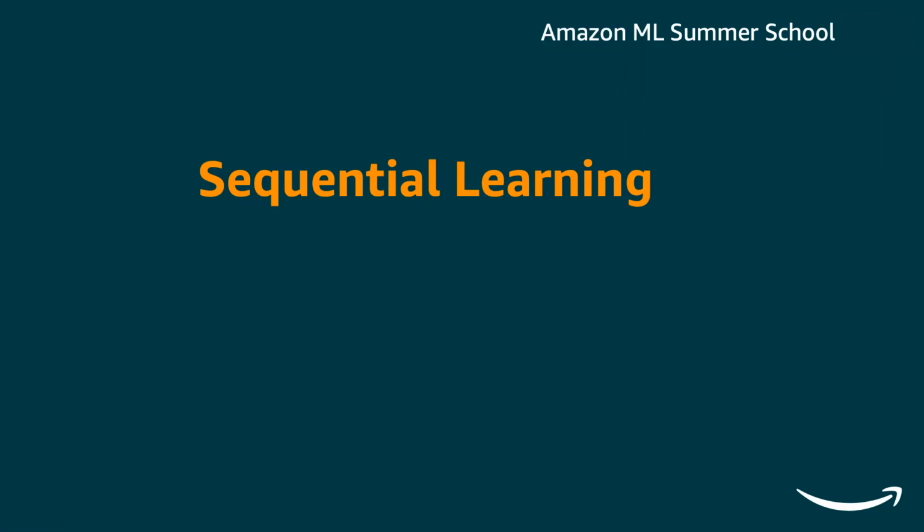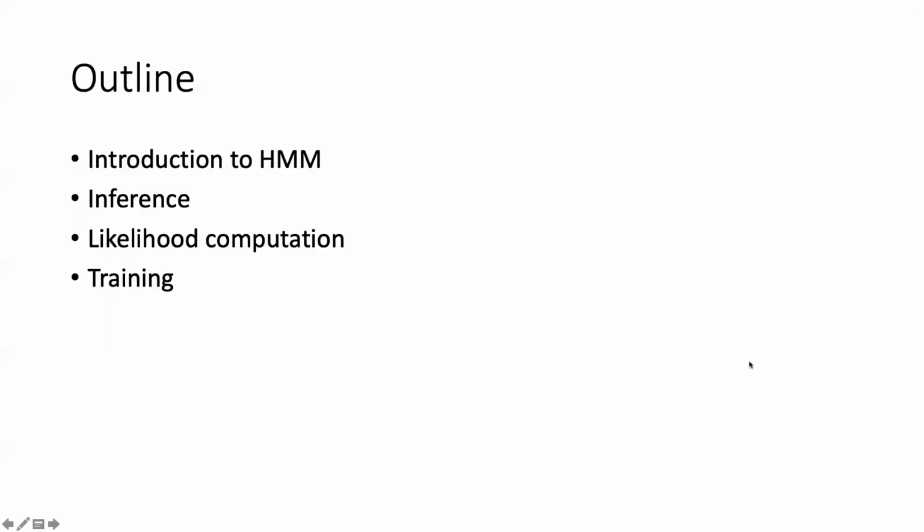In this lecture, I will discuss hidden Markov models in the sequential learning topic. This is the outline of my presentation. First, I will start with an introduction to HMM, and then I will discuss three different problems mainly addressed in HMM: one is inference, likelihood computation, and training to learn the parameters of HMM.